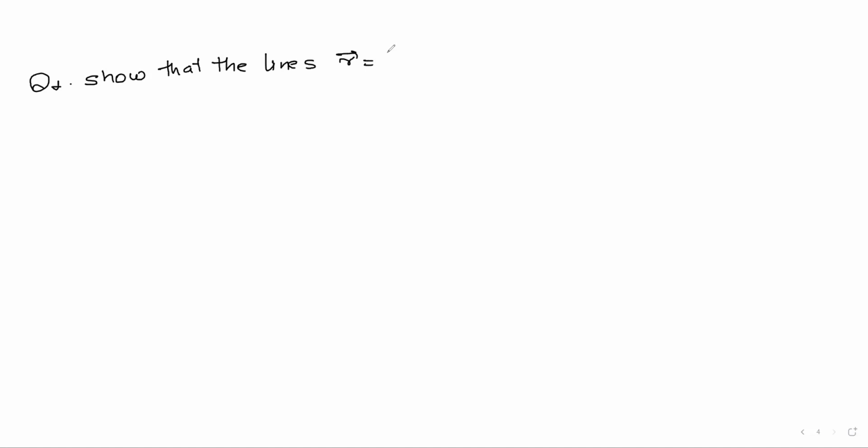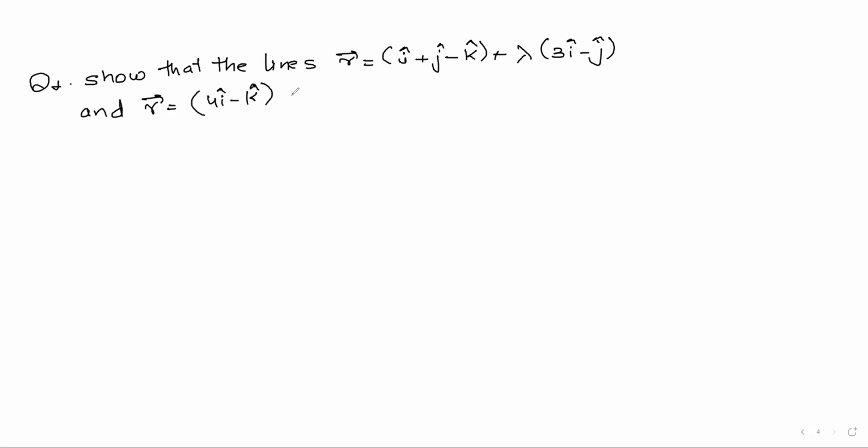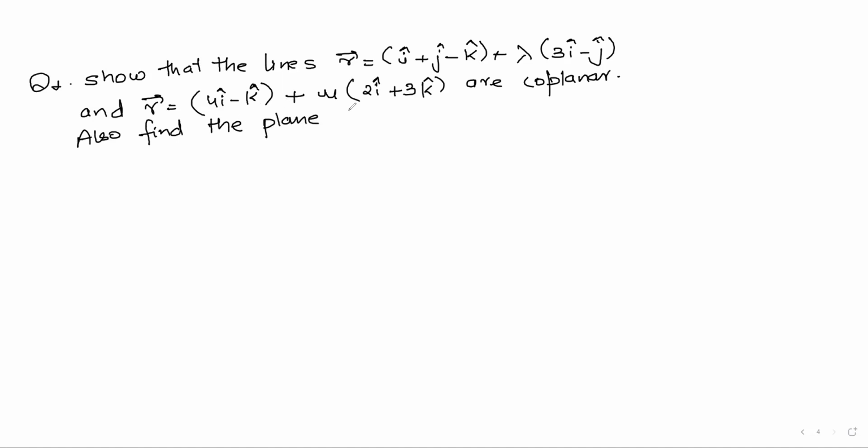Show that the lines r is equal to i cap plus j cap minus k cap plus lambda times (3 i cap minus j cap), and r is equal to 4 i cap minus j cap plus nu times (2 i cap plus 3 k cap) are coplanar. Also find the plane containing these two lines.